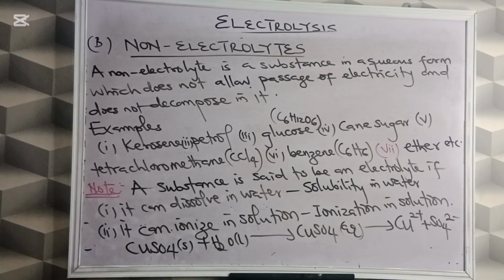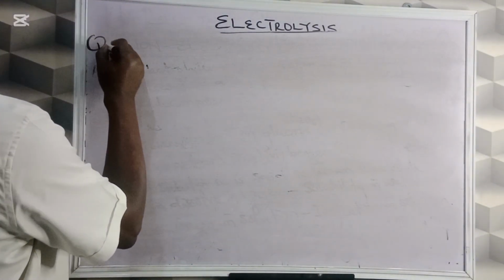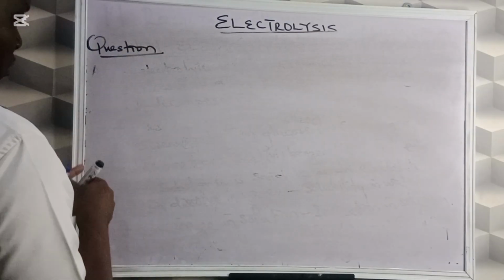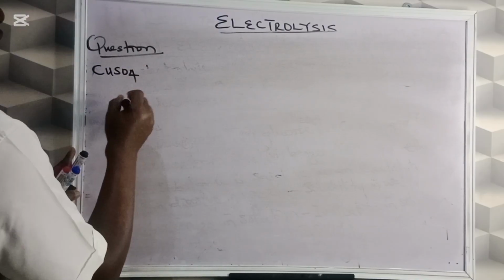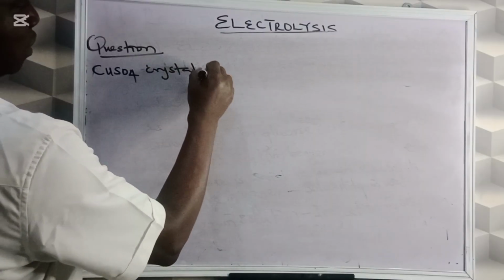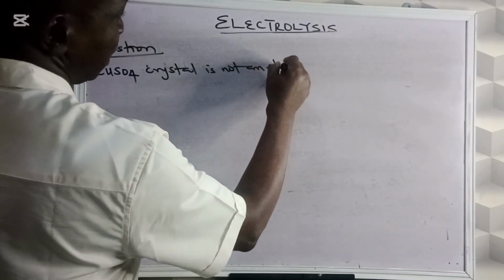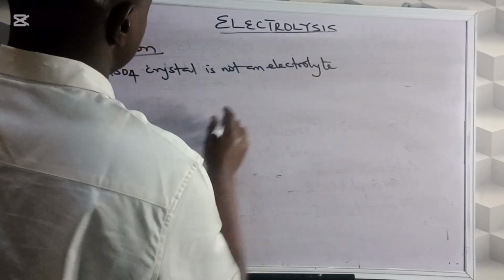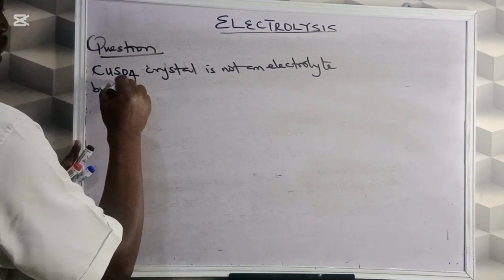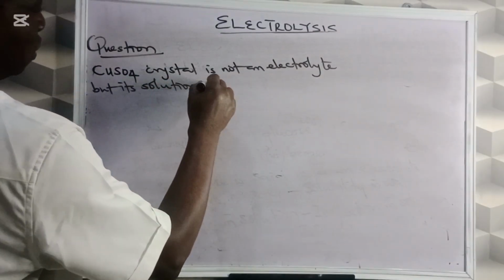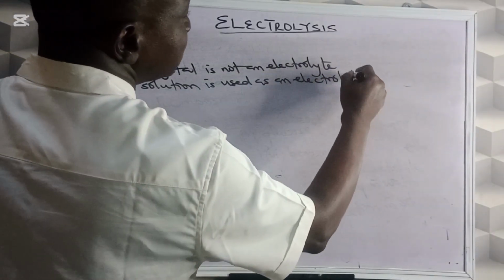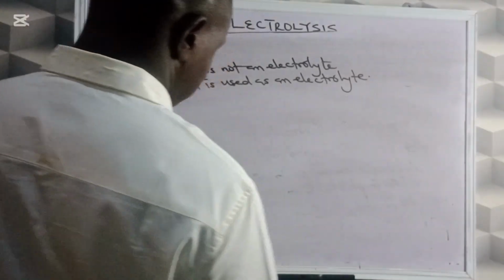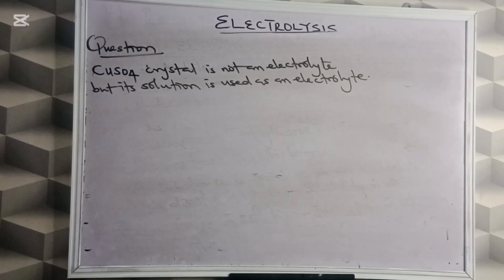So let me write the question on the board. Question: copper 2 sulfate pentahydrate crystal is not an electrolyte, but its solution is used as an electrolyte. Explain this observation.